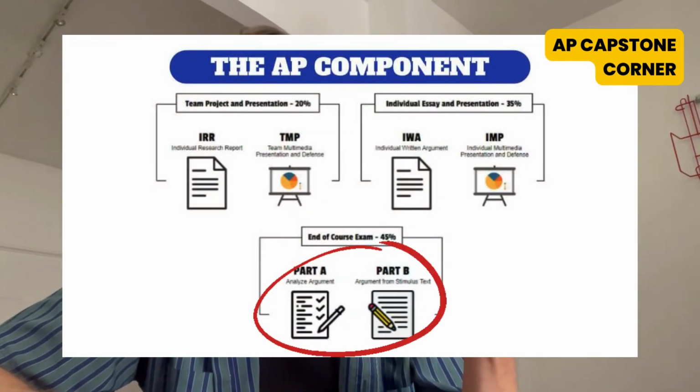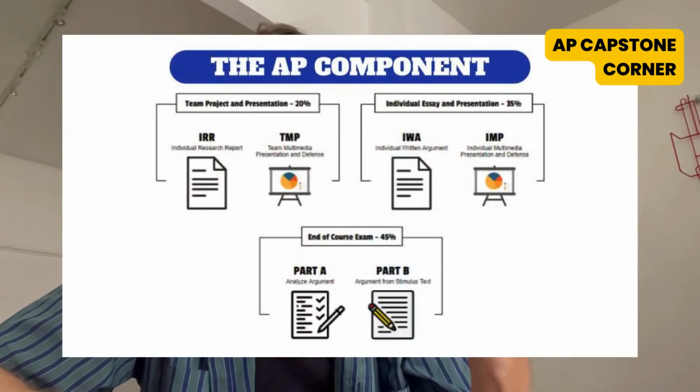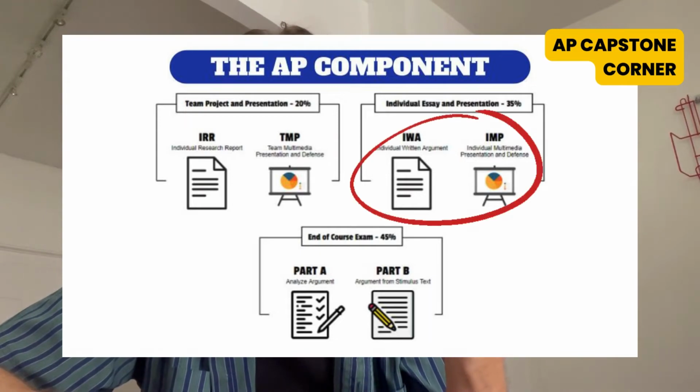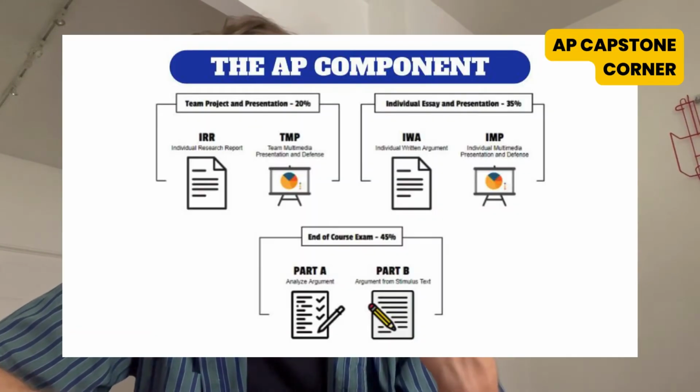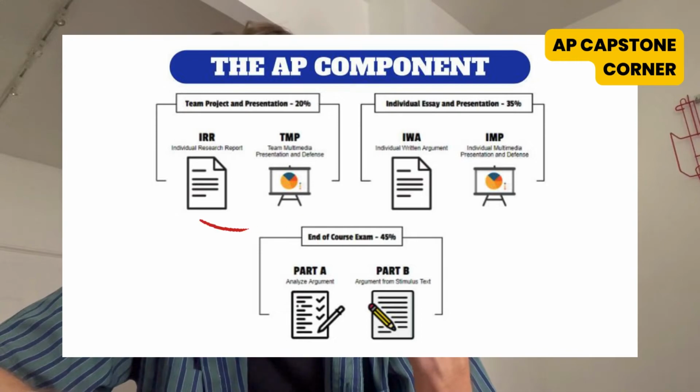The exam, part A and part B, the individual project, IWA and IMP, and then the team project, the IRR and the TMP. And those 3 pieces together build their score and ultimately determine whether or not they get AP credit for the course. That's AP Seminar.